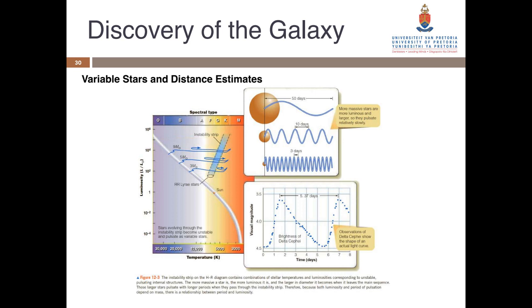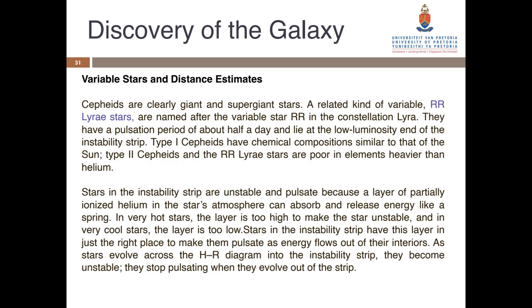This instability strip on an HR diagram contains combinations of stellar temperatures and luminosities corresponding to unstable pulsating internal structures. The more massive a star is, the more luminous it is, and the larger in diameter it becomes when it leaves the main sequence. These larger stars pulsate with longer periods when they pass through the instability strip. Therefore, because both luminosity and period of pulsation depend on mass, there is this relationship between period and luminosity. So Cepheids are clearly giant and supergiant stars.